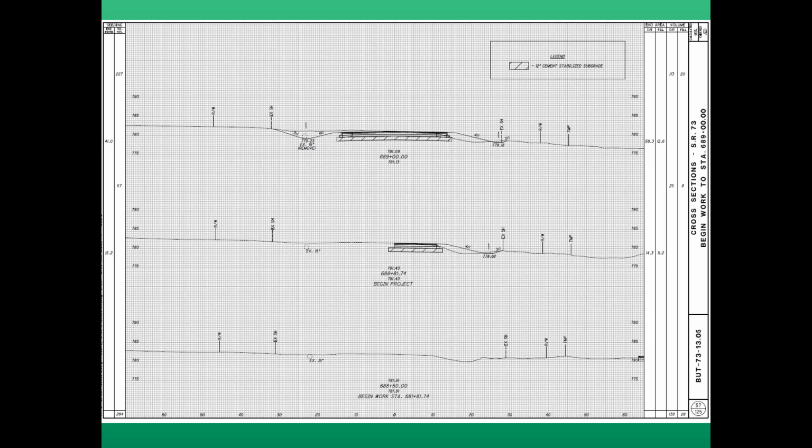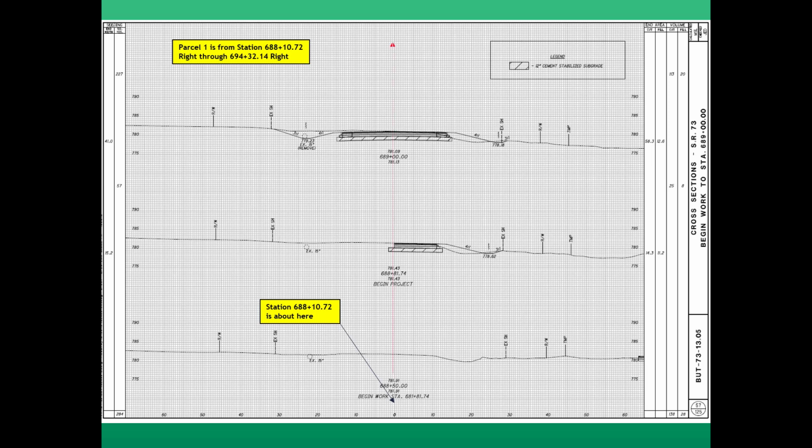All right, so we're looking at the cross-sections. Parcel 1, remember, starts at station 688 plus 10.72 right, and it runs through 694 plus 32.14 right. So station 688 plus 10.72 is located about here, which is close to the begin work station at 681 plus 81.74. I've just drawn a red line that shows vertical.